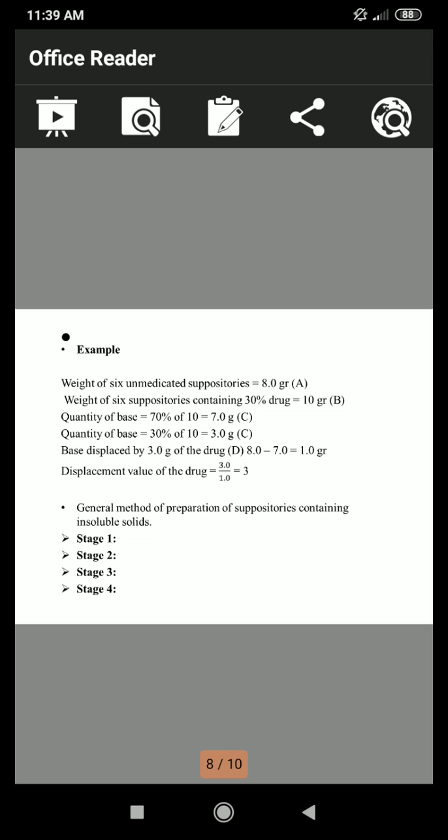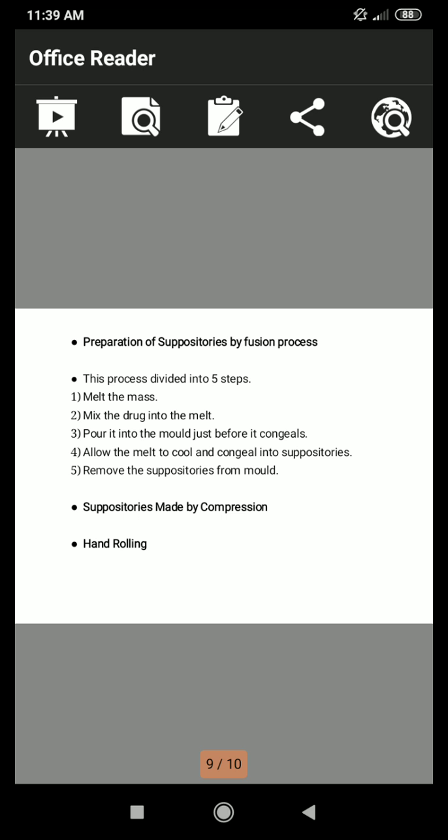Okay. Then next is preparation of suppositories by the fusion process. It is applicable to all suppository bases. This process is divided into five steps. First, melt the mass. Then mix the drug into the melt. Third, pour it into the mold just before it congeals. Then allow the melt to cool and congeal into suppositories. Fifth, remove the suppositories from the mold.